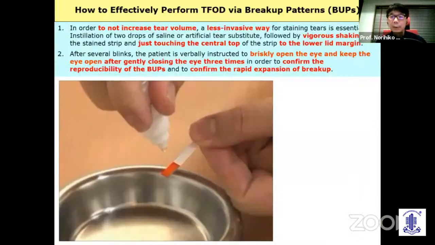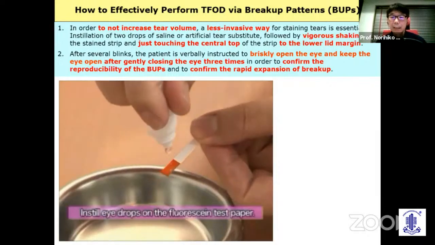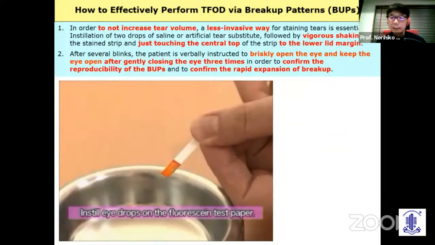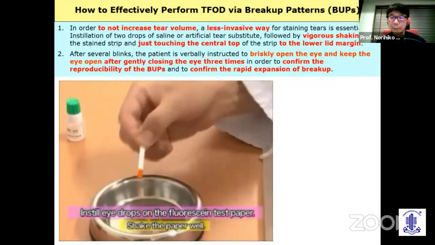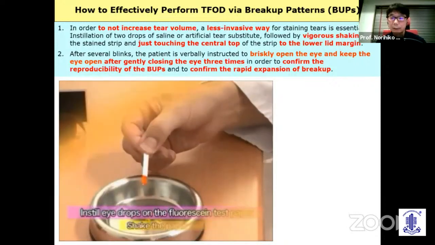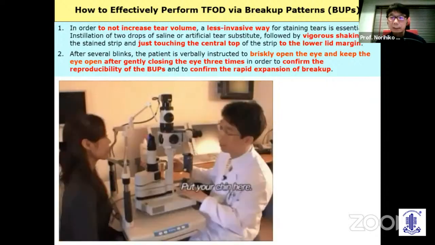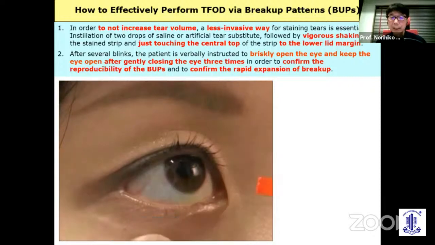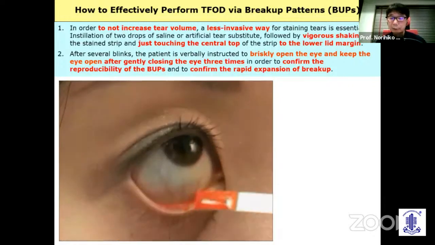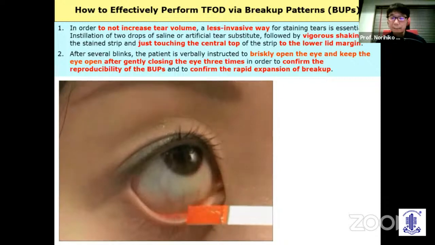Here, I would like to introduce very important steps of how to effectively perform TFOD via fluorescein breakup patterns. First, in order not to increase tear volume, a less invasive way of staining tears is essential. Instillation of 2 drops of saline and artificial tears followed by vigorous shaking of the stained strip, and just touching the central top of the strip to the lower lid margin. I showed you here 3 times, but once is enough to stain the aqueous tears by fluorescein.